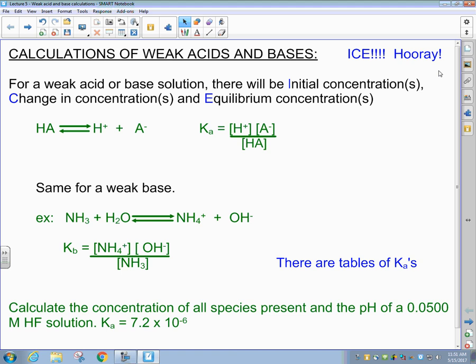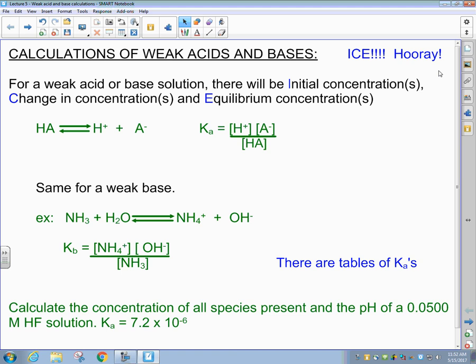We can write a Ka expression. Remember, the Ka expression is going to be the concentration of the products raised to their coefficients divided by the concentration of the reactants. The same thing exists for a weak base. We've given you a more specific example for the weak base.